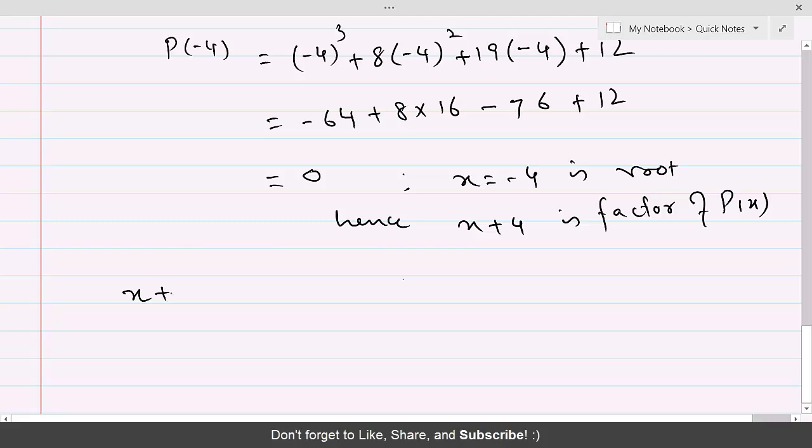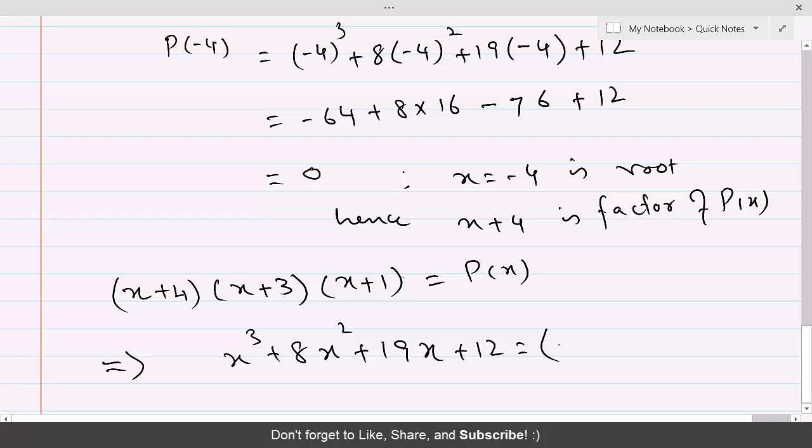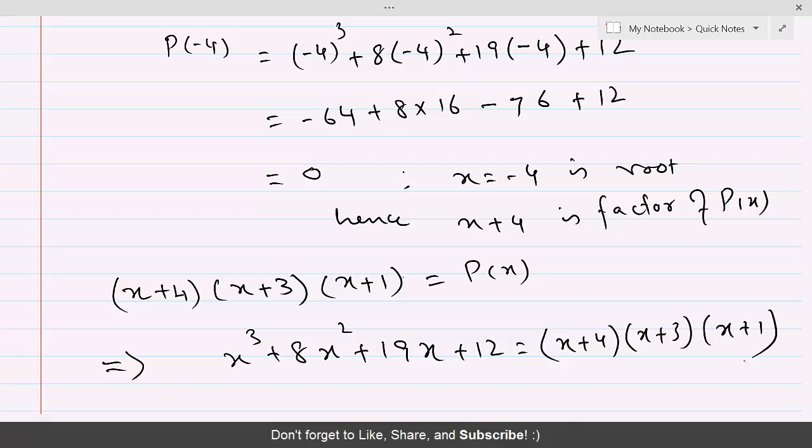X plus 4 is one factor, and we had x plus 3 as another factor, and x plus 1 as another factor. And when we multiply all these factors, this must be equal to p of x. This means that the given polynomial x cube plus 8x square plus 19x plus 12 in factorized form is equal to x plus 4 into x plus 3 into x plus 1. This is how we can factorize the given polynomials using the remainder theorem.